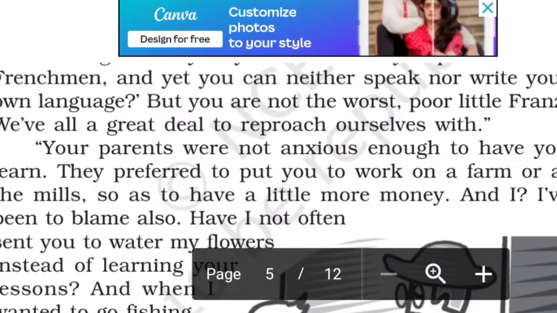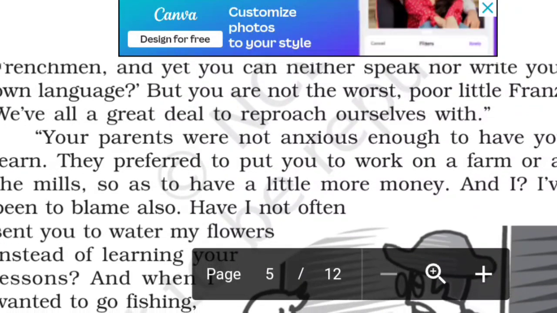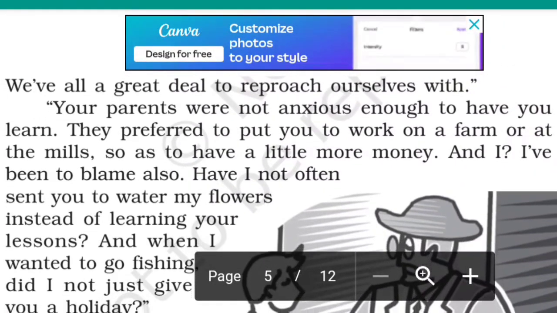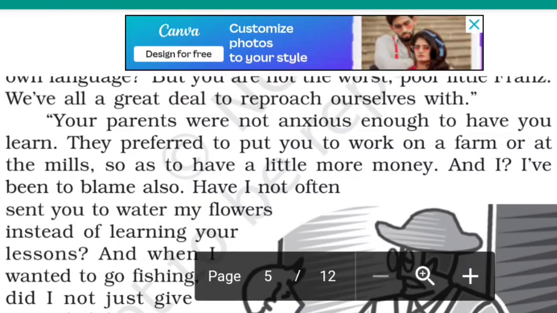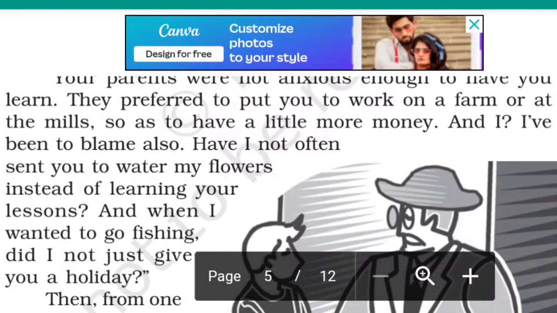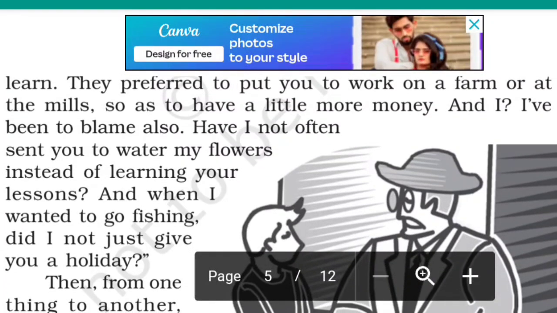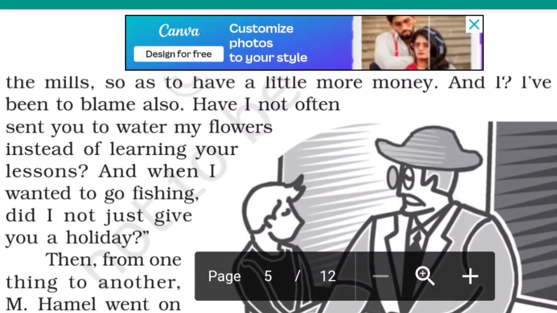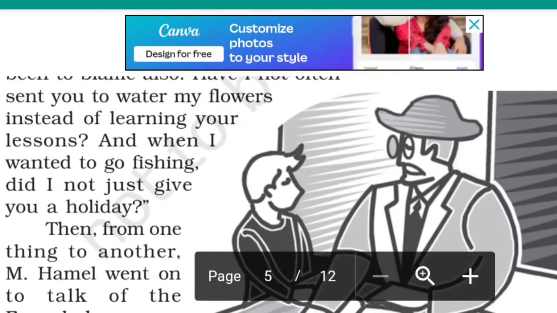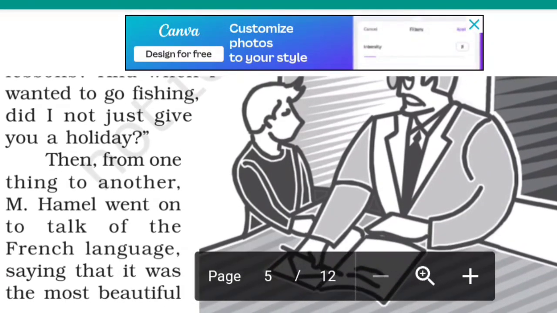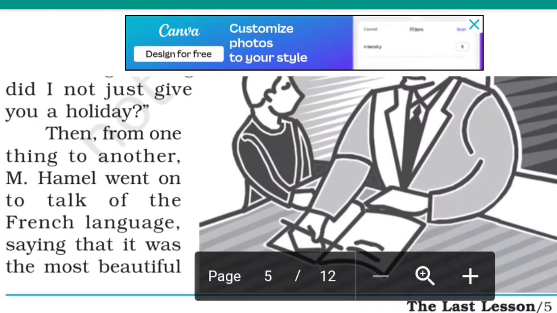"But you are not the worst. Poor little France. We have all a great deal to reproach ourselves with. Your parents were not anxious enough to have you learn. They preferred to put you to work on a farm or at the mills, so as to have a little more money. And I have been to blame also. Have I not often sent you to water my flowers instead of learning your lessons? And when I wanted to go fishing, did I not just give you a holiday?"